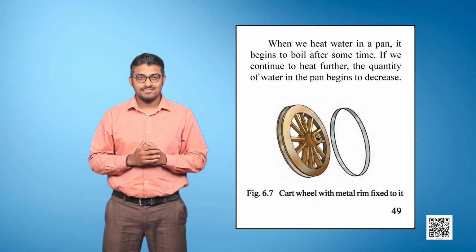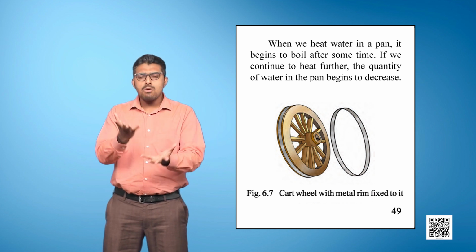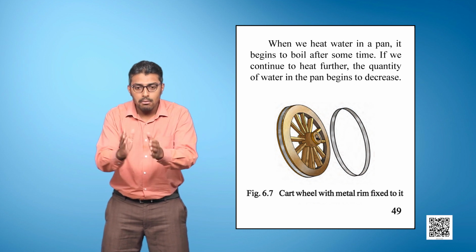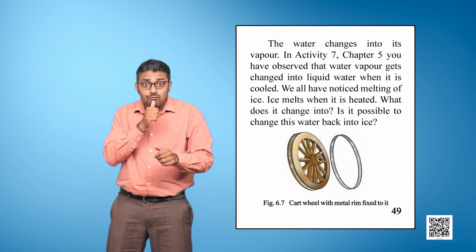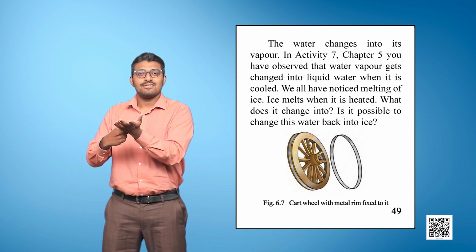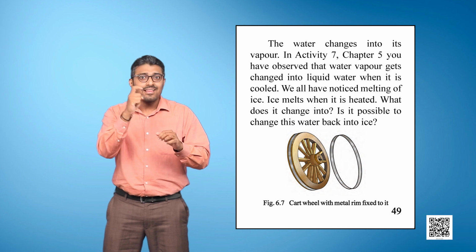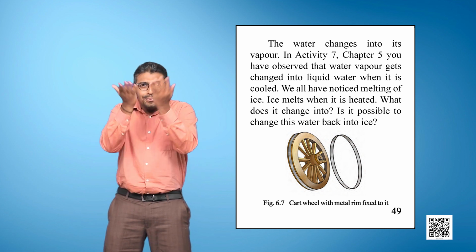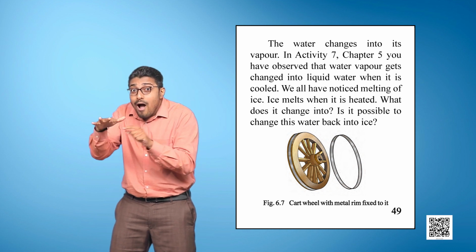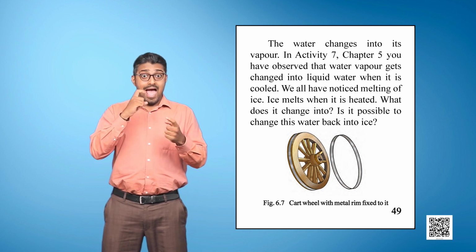Page 49. When we heat water in a pan, it begins to boil after some time. If we continue to heat further, the quantity of water in the pan begins to decrease. The water changes into its vapor. In Activity 7, Chapter 5, you have observed that water vapor gets changed into liquid water when it is cooled. We all have noticed melting of ice. Ice melts when it is heated. What does it change into?